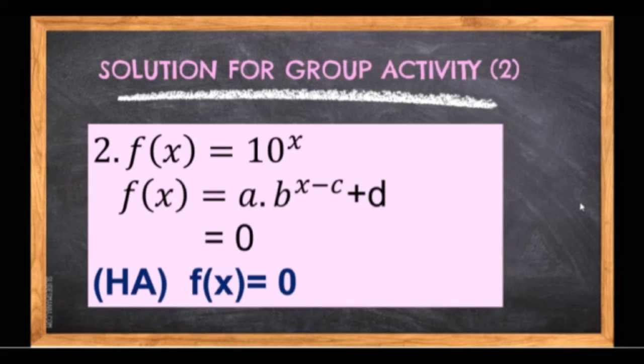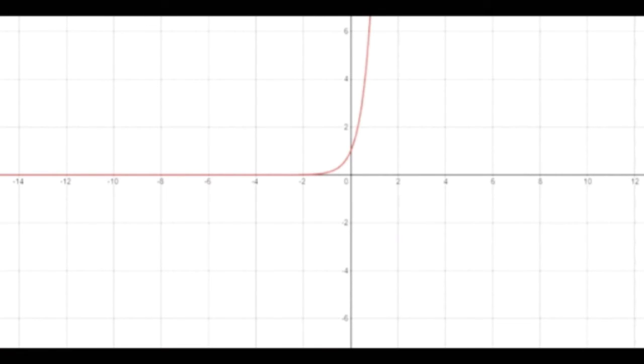Solution for group activity number 2: f of x is equal to 10 raised to x. Our formula for the horizontal asymptote is f of x is equal to a times b raised to x minus c plus d, where d is the horizontal asymptote. So we therefore conclude that there is no d, which means the horizontal asymptote in number 2 is 0. And the graph for number 2 should be like this, which means that the asymptote is a horizontal line which passes through the y-axis at 0.